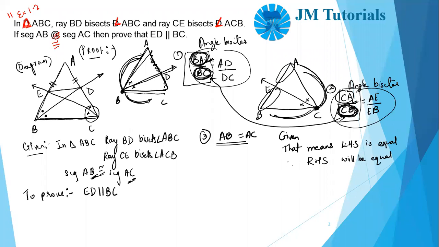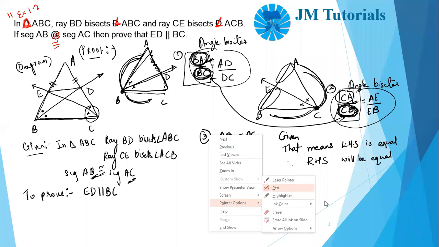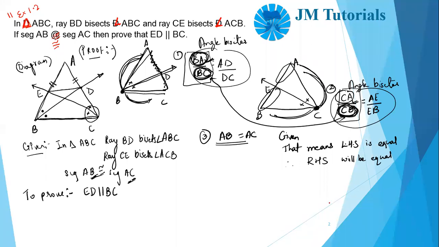So now if the RHS is equal, I'm going to pick up another color. If the RHS is going to be equal, then in the fourth step I'll write AD upon DC is equal to AE upon EB. So now see, AD upon DC is equal to AE upon EB.